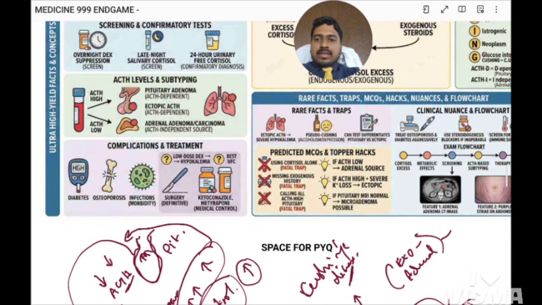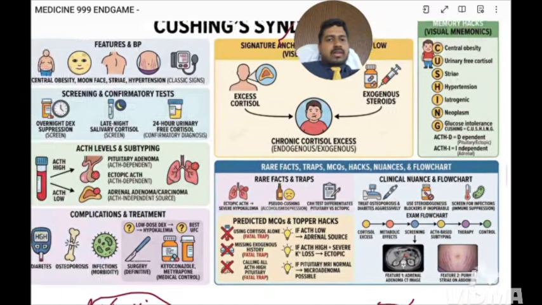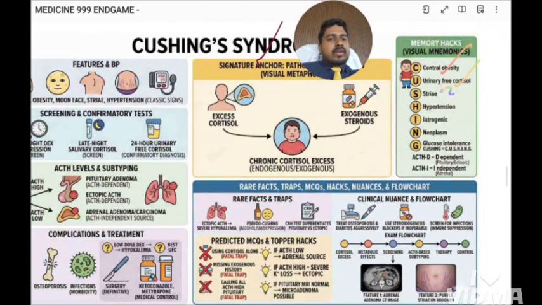So next, what are the complications? The most common complications are osteoporosis, infections, diabetes, and gastritis. There is a big list of complications. The most common one you should remember is infections. Whenever there is infection, you don't give corticosteroids. Next, surgery is the definitive treatment. What are the other treatments? Ketoconazole and metyrapone. This is medical control. Central obesity, urinary free cortisol, striae, hypertension, glucose intolerance.